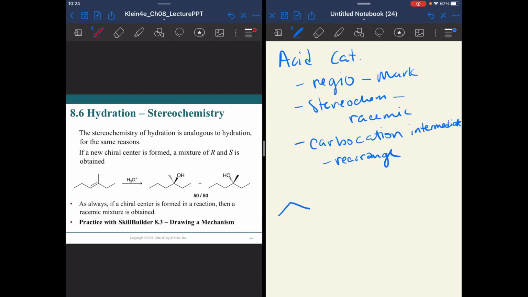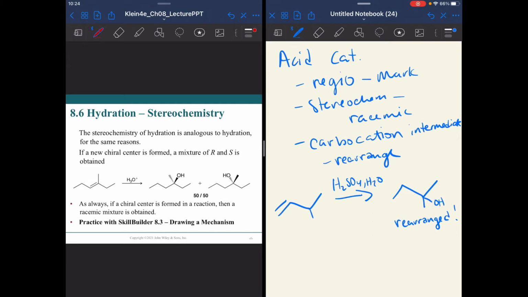So if you have something like this, and you do an acid-catalyzed hydration, right? We use H2SO4 and water. You are likely going to get a rearrangement product, at least a good amount of a rearrangement product. Oh, no. And so if that's what you're going for, great.